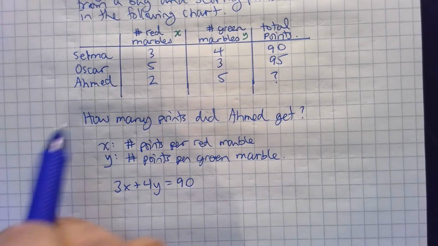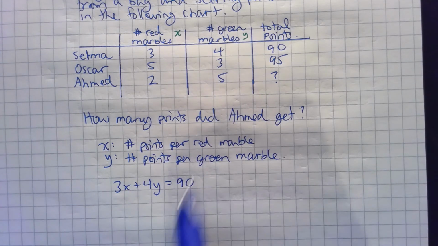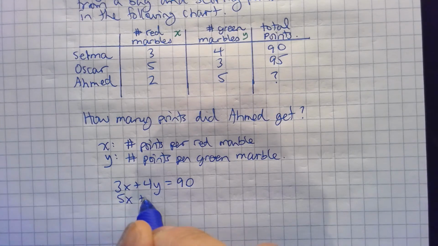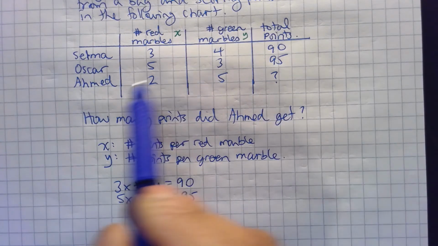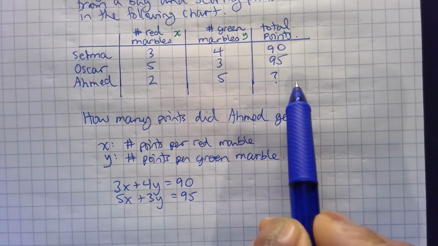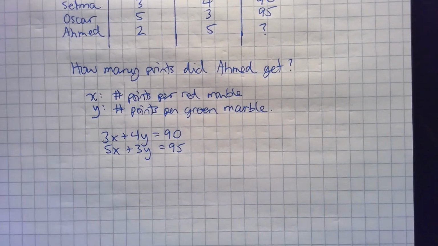We can get a rule for Oscar as well. Oscar has 5 of the x's and 3 of the y's to give you 95. We're trying to find Emmett. That means we can't really come up with a rule for Emmett because we don't know his total value. But we have enough here. These are our 2 rules, which means we can solve our system. And I'll go ahead and do that.